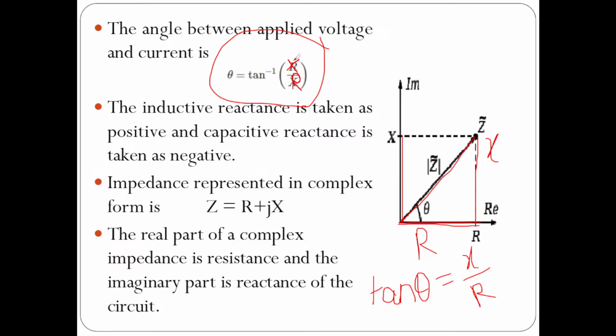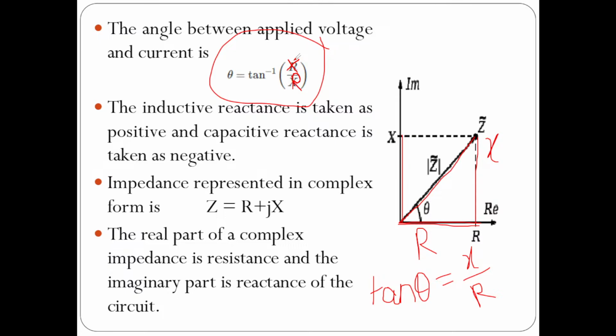Now let us see in this table. If it is a purely resistive circuit, the symbol of the resistor is R. What is the reactance in the circuit? 0. So the impedance will be equal to R, because Z is equal to R plus jX, and X is 0, so Z will be equal to R.